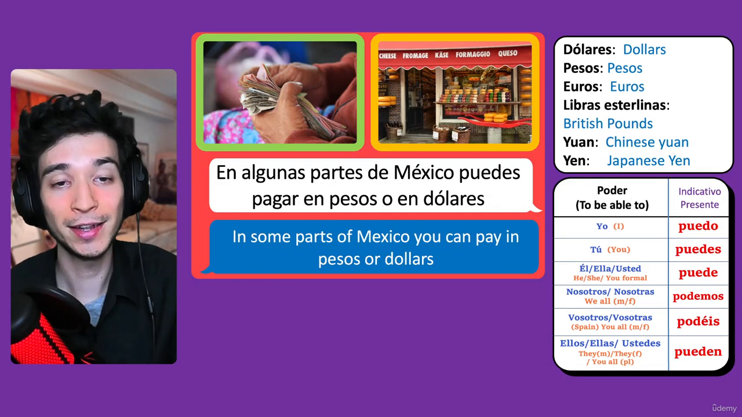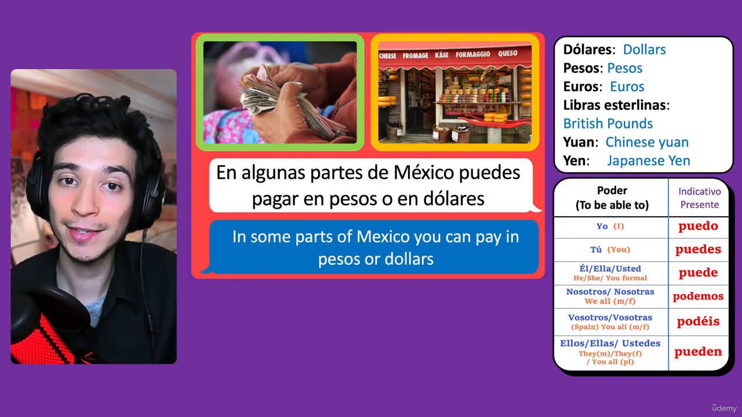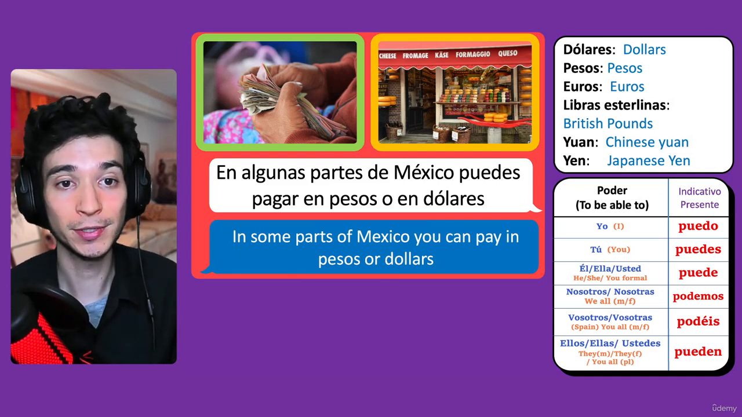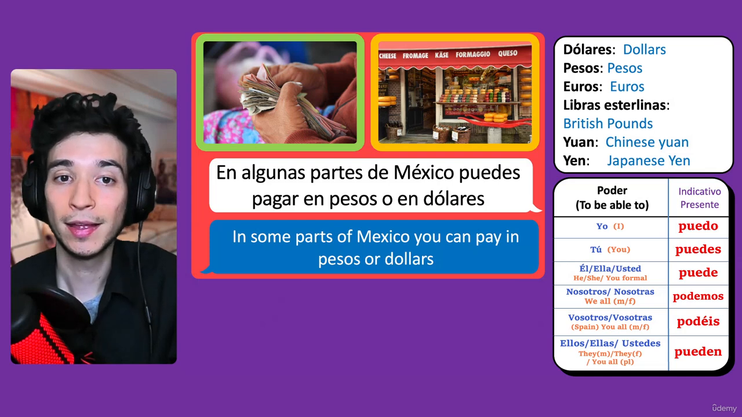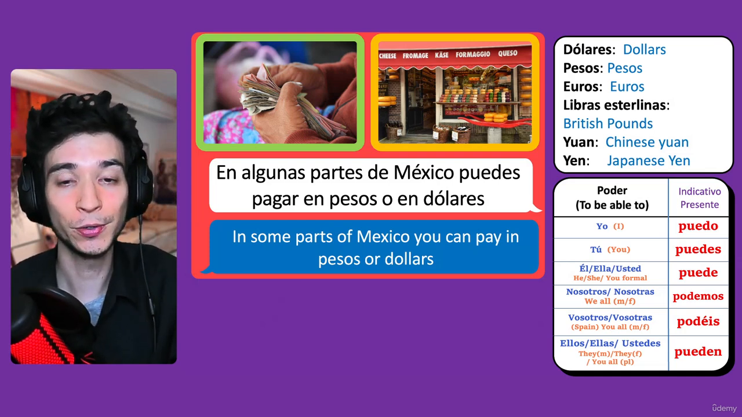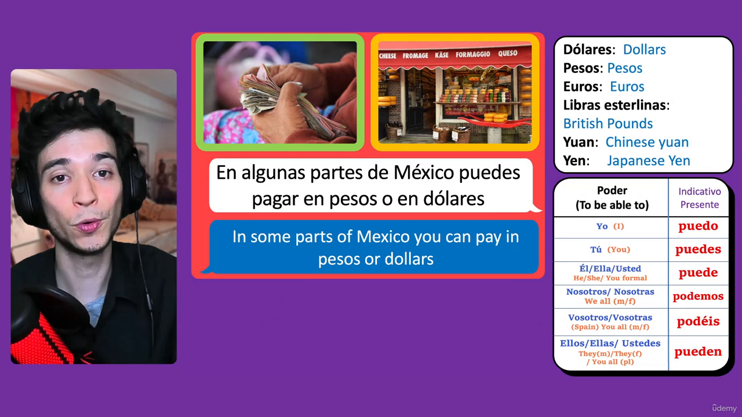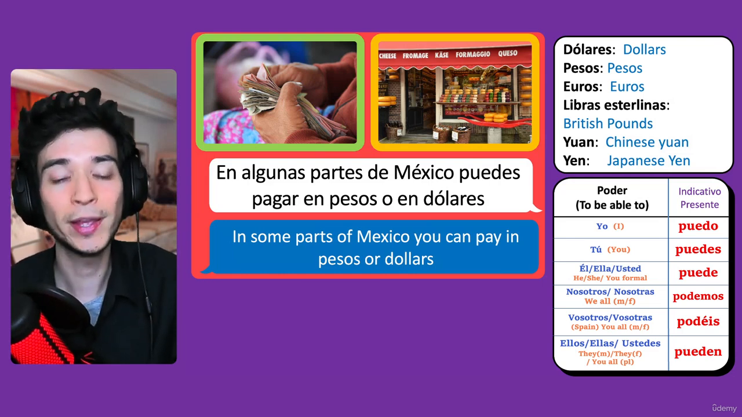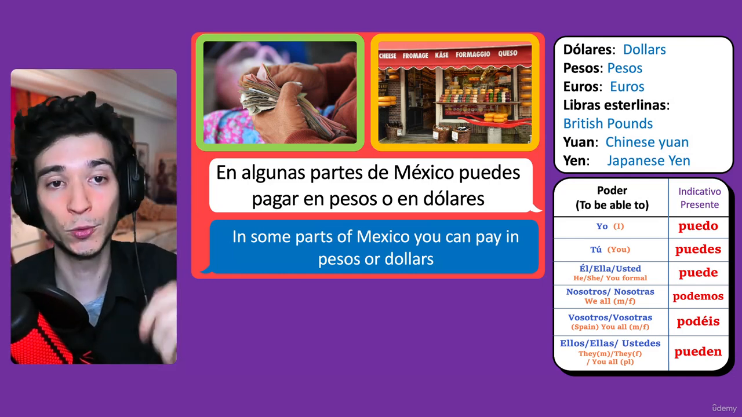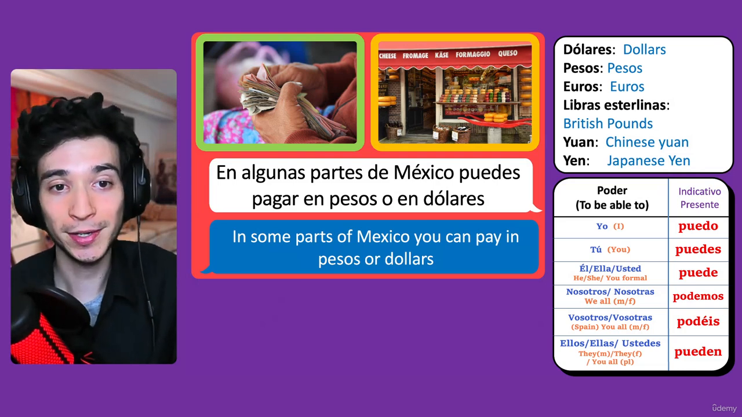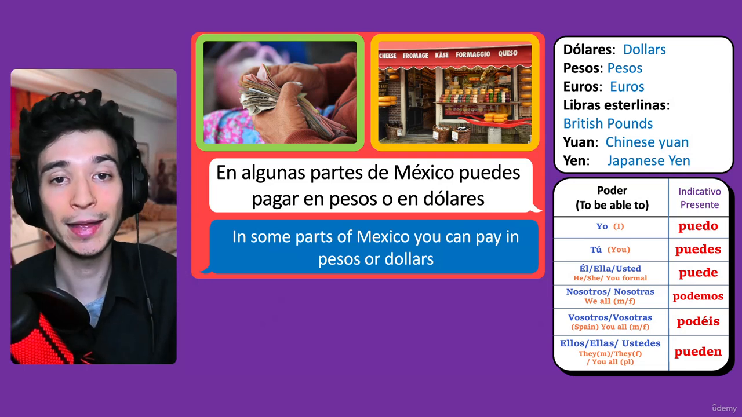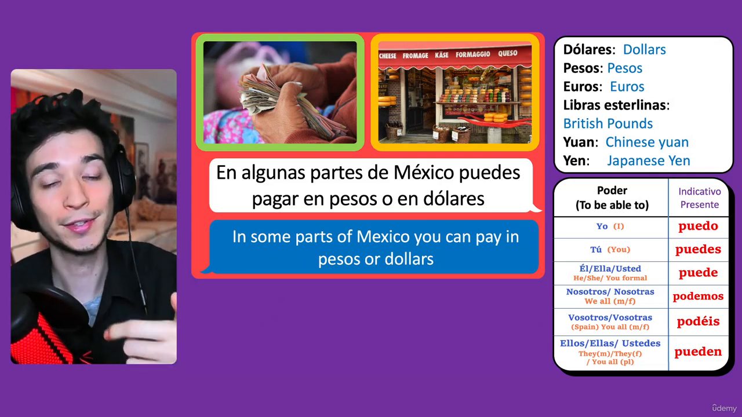Okay, and the next one. En algunas partes de México, puedes pagar en pesos o en dólares. In some parts of Mexico, you can pay in pesos or dollars. And this one is actually quite true. If I go back to my hometown in Mexico, you can pay in either dollars or pesos. Both are equally accepted. Okay, one more time.